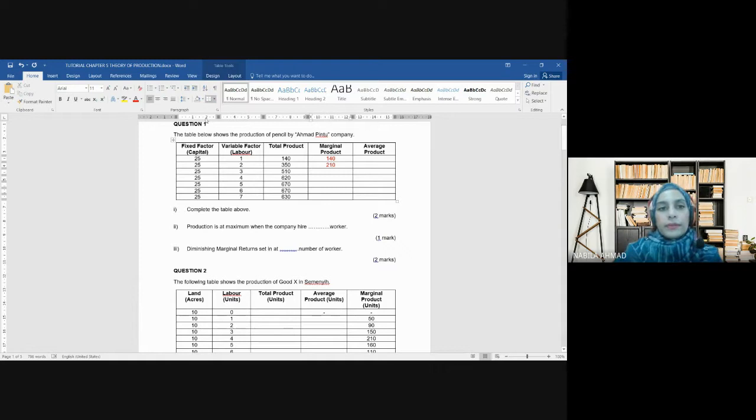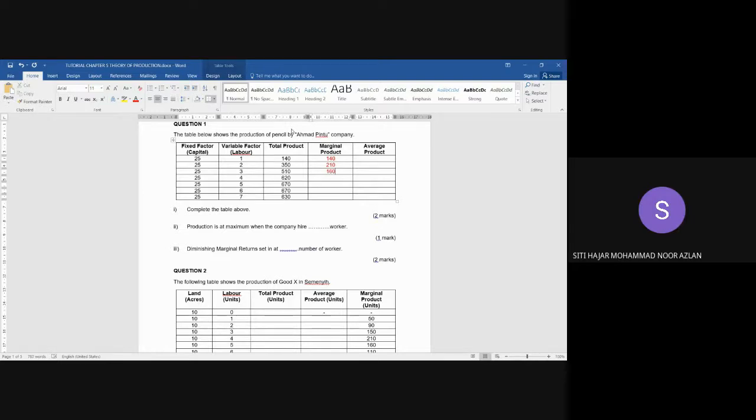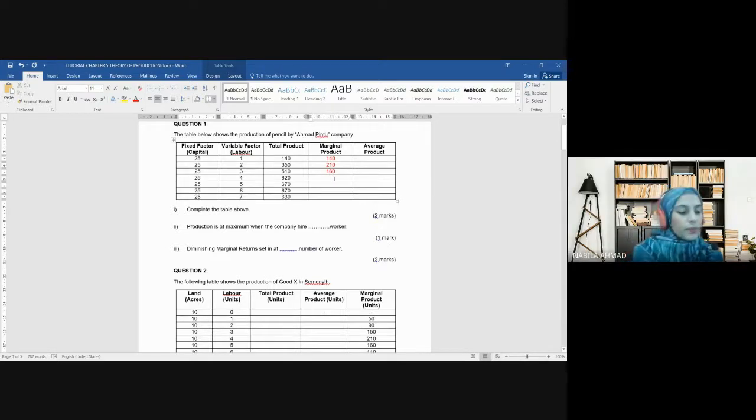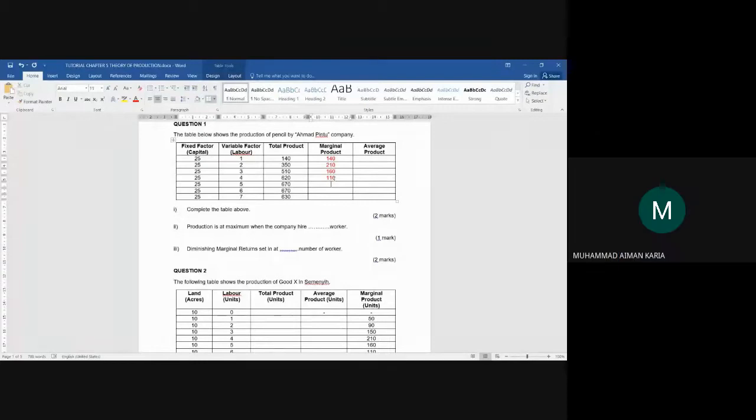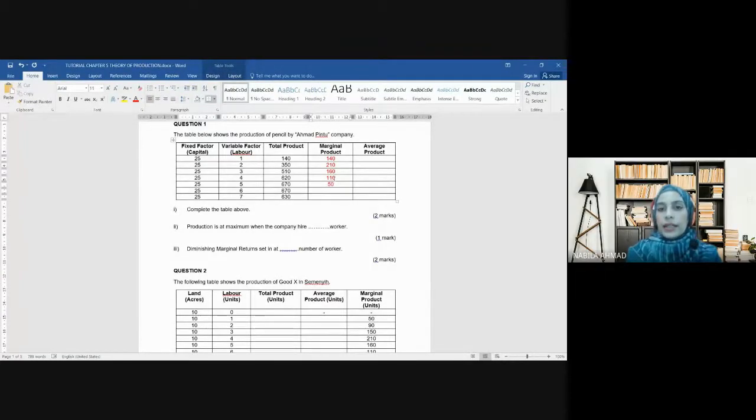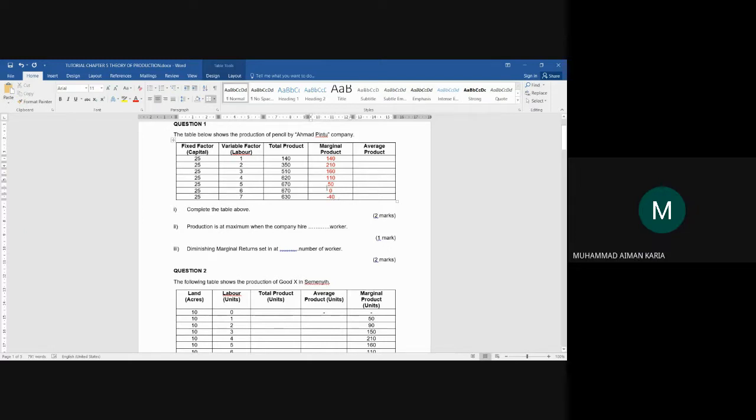And then 510 minus 350 berapa? Divided by 1. 510 minus 350. 160. Okay, tak apa. 620 minus 510 berapa? Divided by 1. 110. Okay. 670 minus 620 divided by 1. 50. And then it would be 0 lah dekat sini. And then 630 minus 670 negative 40. So ini marginal product.